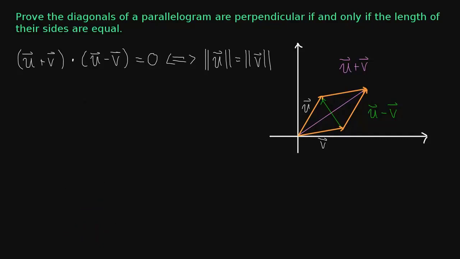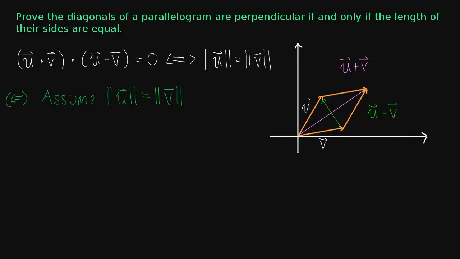So I'm just going to write this kind of backwards implies arrow, just to indicate we're doing the other part of the proof now. So we're going to assume that the lengths are equal, and what we want to get to is that the vectors, or the diagonals, are perpendicular. So we're going to assume this. Now it seems like, well, where do we go from here? How do we construct a proof out of just this equality?